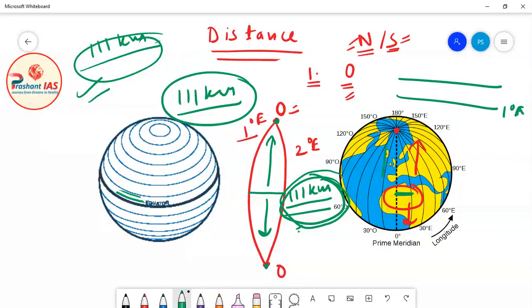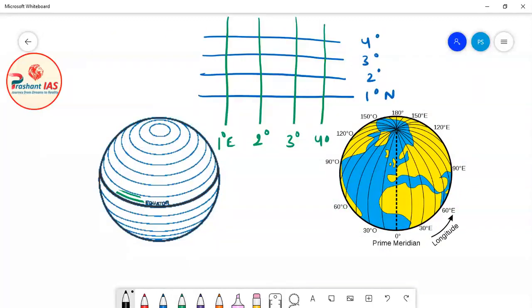Let me draw a clearer diagram. Let's suppose this is 1 degree east longitude, this is 2 degree east, this is 3 degree, and this is 4 degree east meridian of longitude. In a similar way, this is 1 degree north, this is 2 degree, this is 3 degree, and this is 4 degree north parallel of latitude.